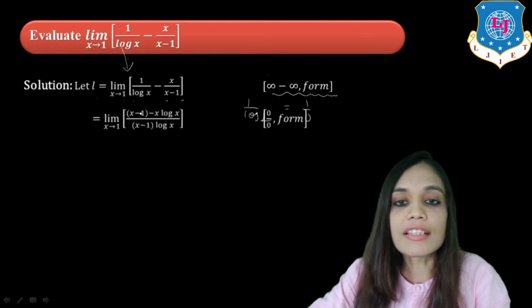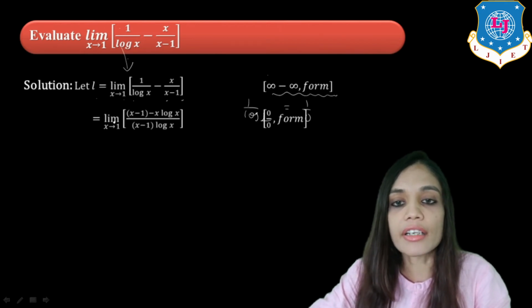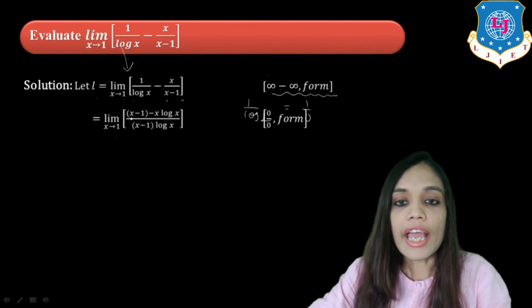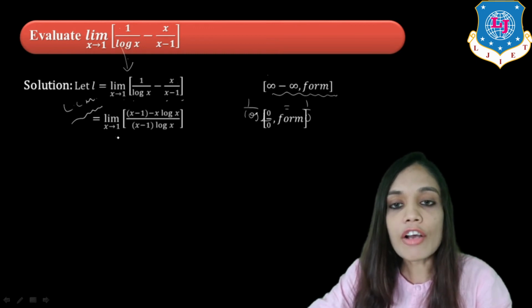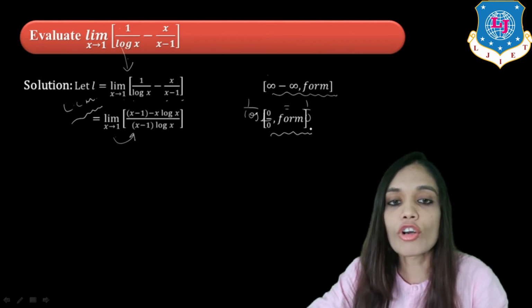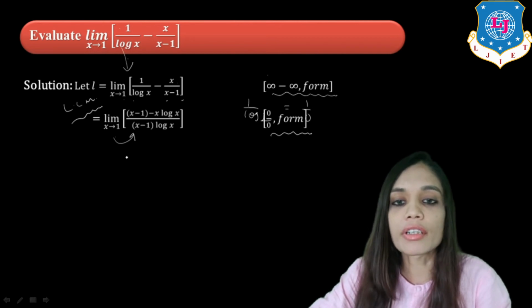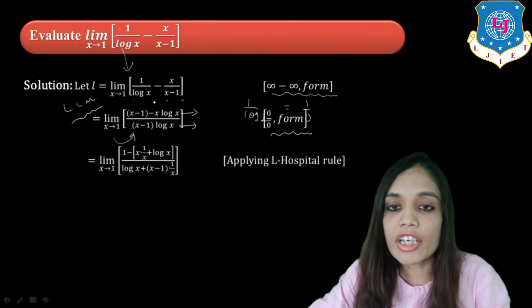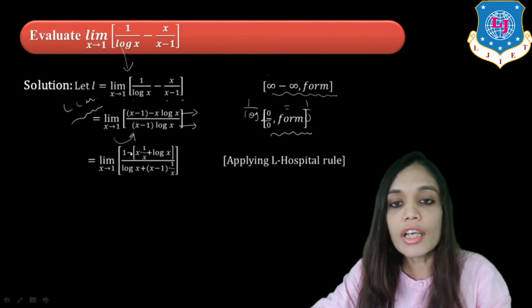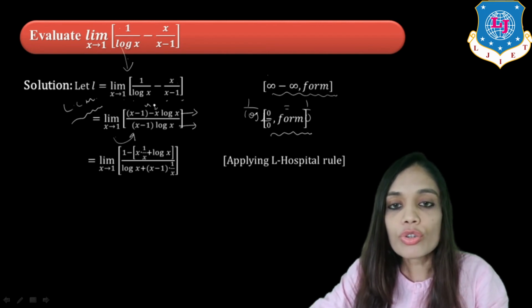So we will take LCM first. So on taking LCM you will get limit x tends to 1, x minus 1 minus x log x upon x minus 1 log x. So what we have done, we have taken LCM. Now suppose if you put x tends to 1, you will get which form? 0 by 0 form. So now you can apply our L'Hopital's rule. That is, we have to do the derivative of numerator and denominator separately. So we will do the derivative. So derivative of x minus 1 will be equal to 1 minus, here apply your UV rule.